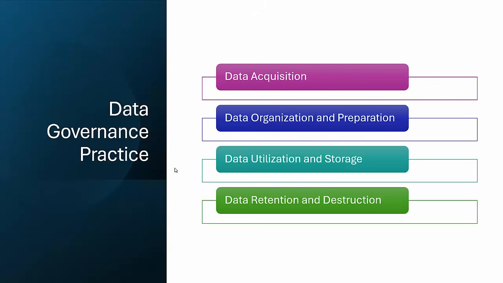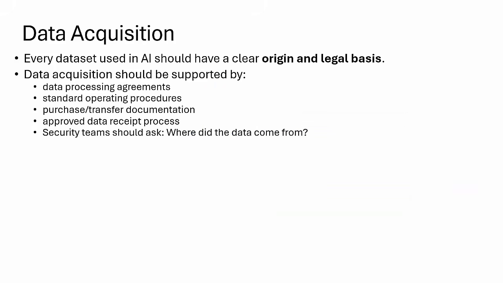Now, when we're talking about data governance practice, we have a four-step process: data acquisition, data organization and preparation, data utilization, and data retention. And we're going to discuss everything. So the first step is called data acquisition. Data governance starts with collecting the right set of data.